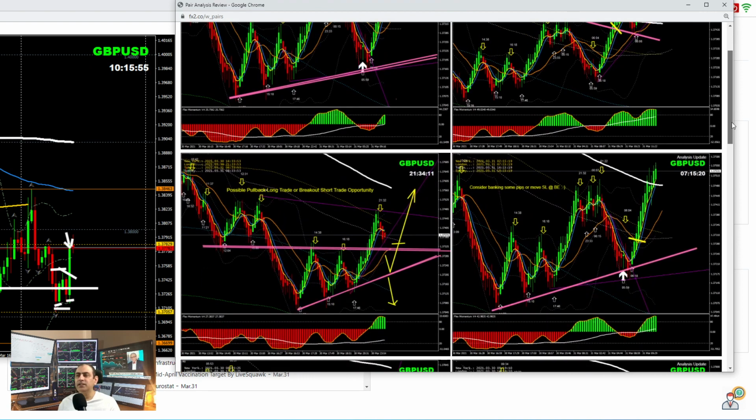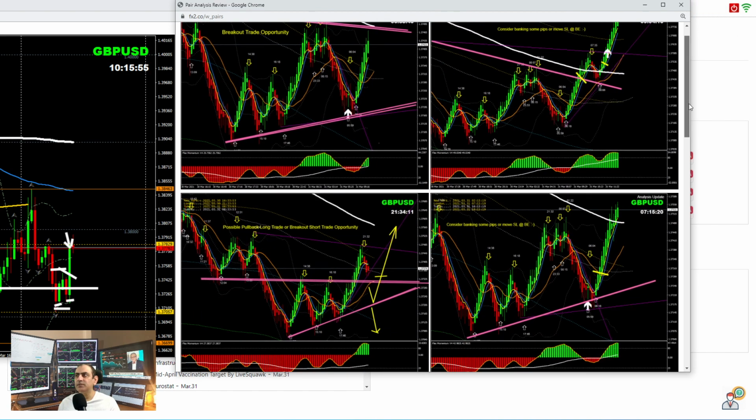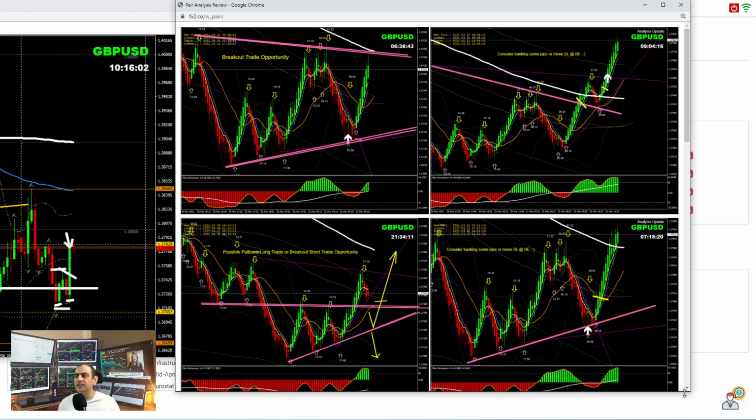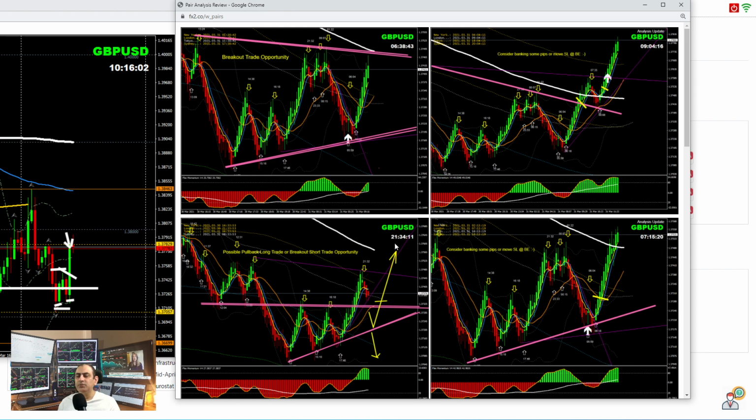Okay, last night, let me put both in one screen so that's much better. You can see last night at 21:34 a pullback long, and as you can see here, price nicely respected this level. And especially when the price retested, I explained to my traders that if the price is going to break this level, take a long trade, bank beautiful pips. This was last night.